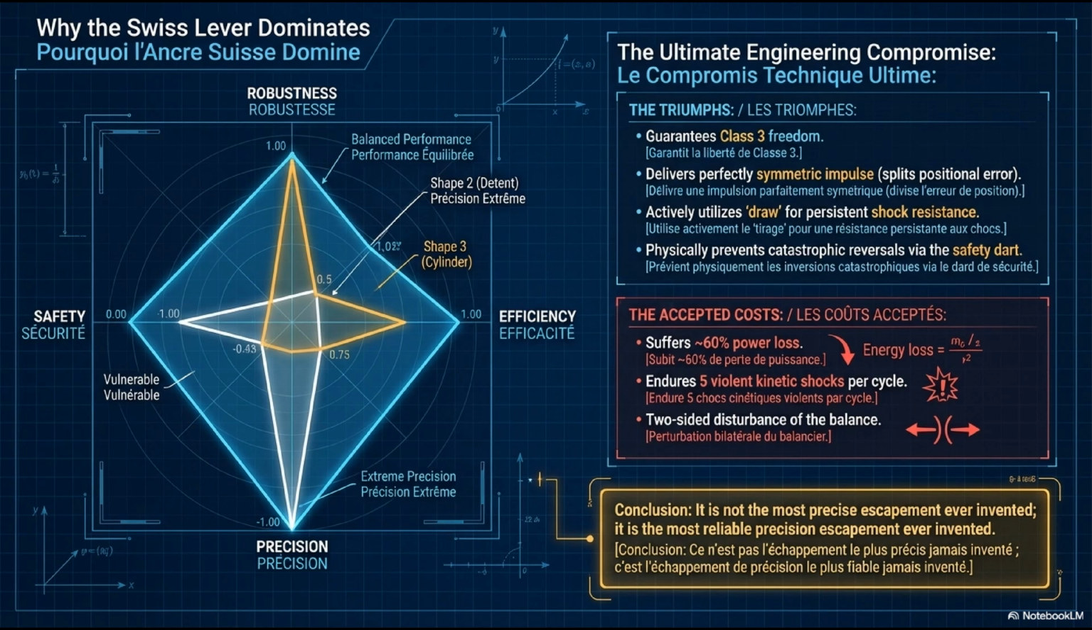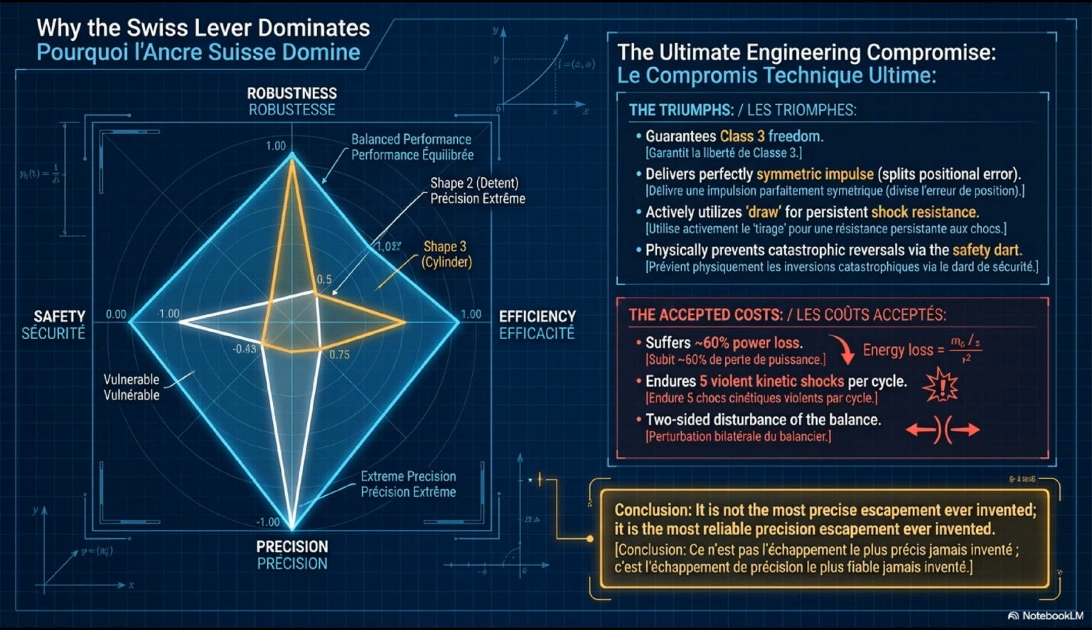It delivers perfectly symmetric impulse via the mixed layout, splitting positional error equally about the dead point. It actively uses the draw for persistent shock resistance, the mainspring's own energy, holds the fork against the banking pin, and it physically prevents catastrophic reversals via the safety dart and guard horn system. The accepted costs panel is equally honest. The Swiss lever suffers approximately 60% power loss unavoidable under the current mechanism. It endures 5 violent kinetic shocks per cycle. And it produces two-sided disturbance of the balance, one on each alternation.